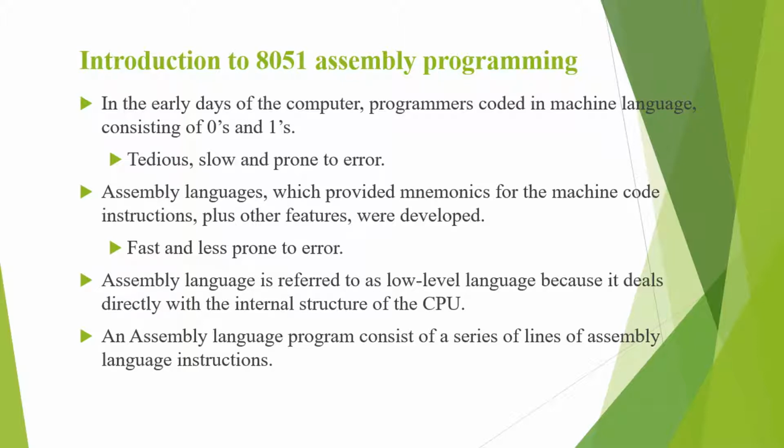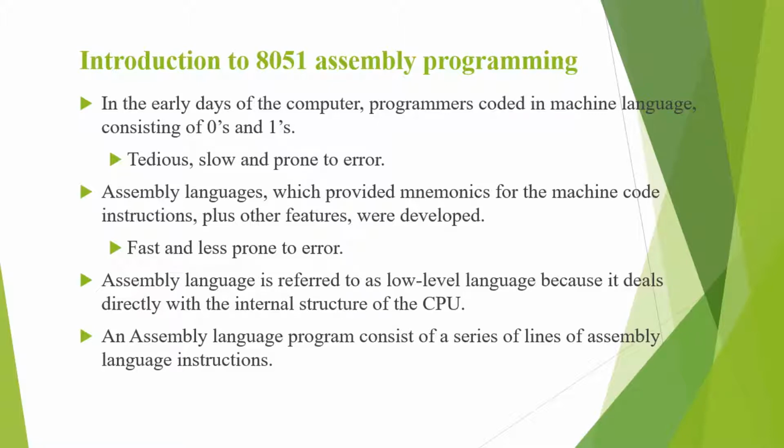In the early days of computers, programs consisting of zeros and ones were coded. This programming language was machine language. So, it was a tedious and slow task for humans, and it was more prone to errors. However, the CPU can work only on binary and also at a high speed.